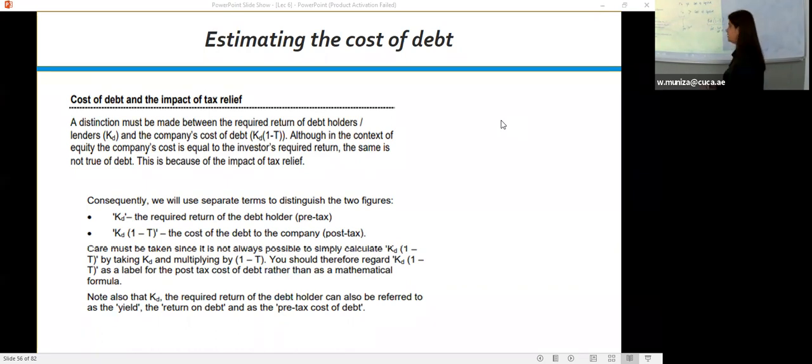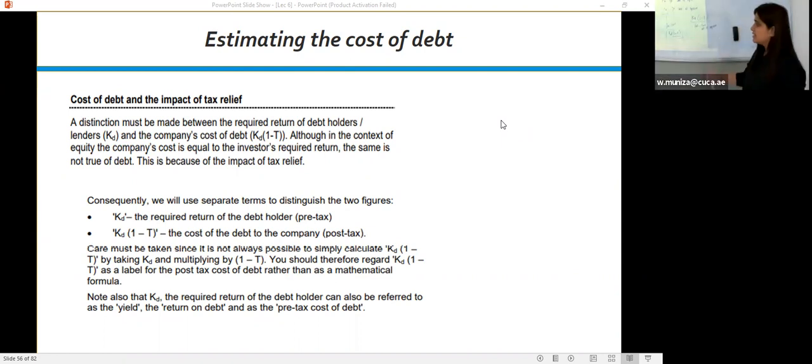You should therefore regard KD(1-C) as a label for the post-tax cost of debt rather than the mathematical formula. Students, when you are going to calculate the cost of debt, every time you are going to write (1-C) with it. This is not part of the formula. This is just the label in order to differentiate. KD(1-C) means cost of debt for the company. That is what they are trying to explain over here. Note also that KD, the required rate of the debt holder, can also be referred to as the yield, the return on debt, or as the pre-tax cost of the debt. Clear?